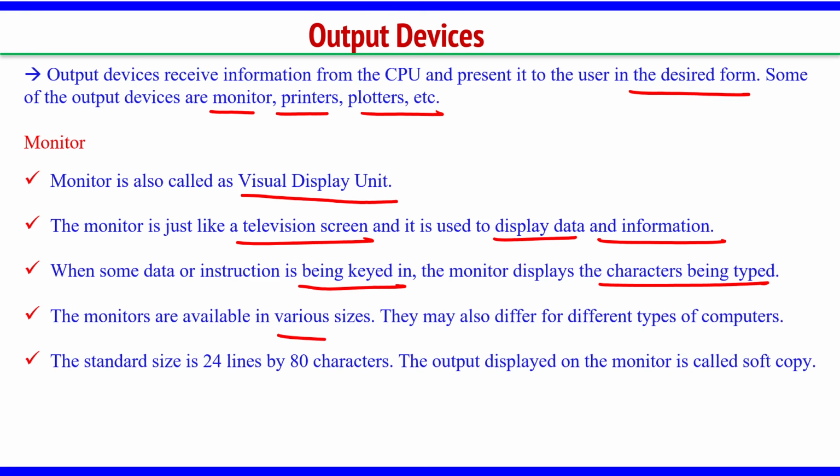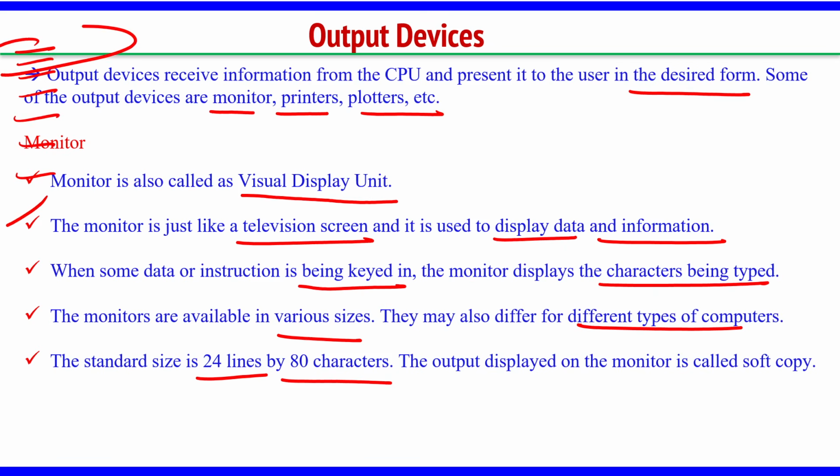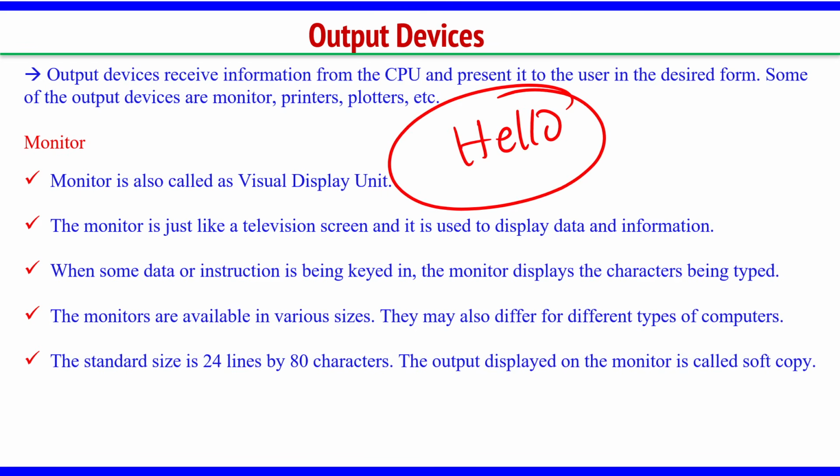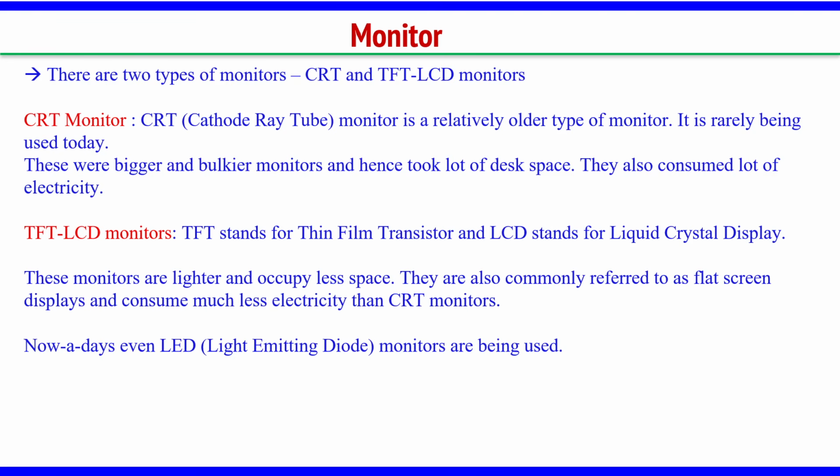Monitors are available in various sizes. They may also differ for different types of computers. The standard size of monitor is 24 lines by 80 characters. So 24 lines and each line I can have 80 characters, that is the standard. Okay, the output displayed on the monitor is called soft copy. Whenever I am writing something, this is being displayed to you, that is called soft copy.